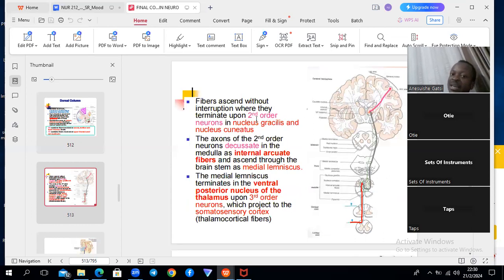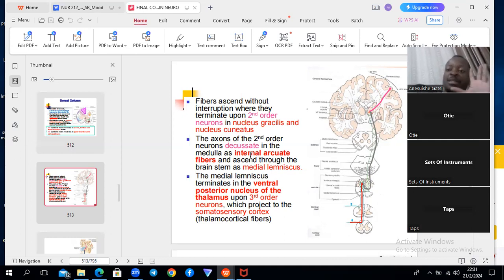Then second order neurons are these ones that I say would decussate. So this may be a bit deep for you since you haven't done medulla, but within the medulla, there is a nucleus gracilis and a nucleus cuneatus. It is after reaching those nuclei that the fibers are going to decussate. It is what we call the internal arcuate fibers. After they decussate as internal arcuate fibers, they will then ascend as a new system called the medial lemniscus. So when you do physiology, you find that they refer to this system as the dorsal column medial lemniscus pathway.